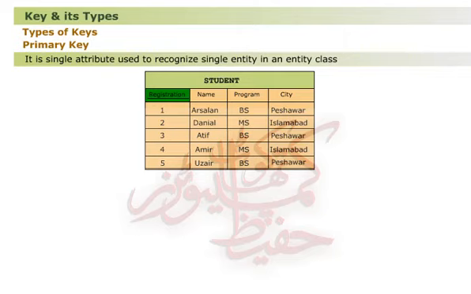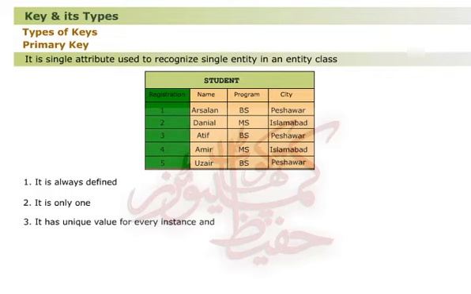These are: number 1, it is always defined. Number 2, it is only one. Number 3, it has a unique value for every instance, and number 4, it must have a value.